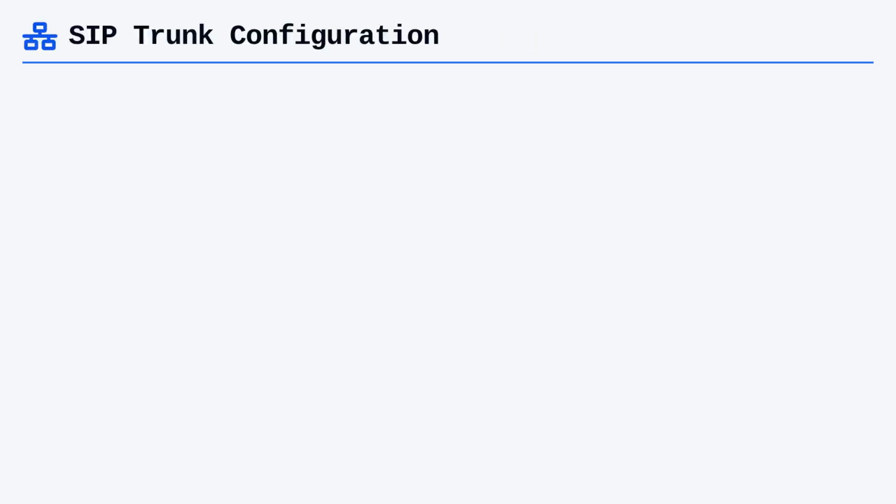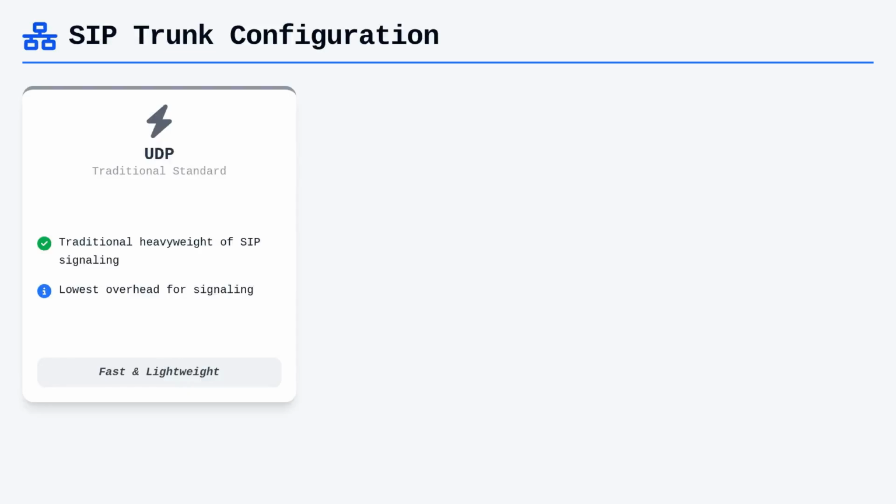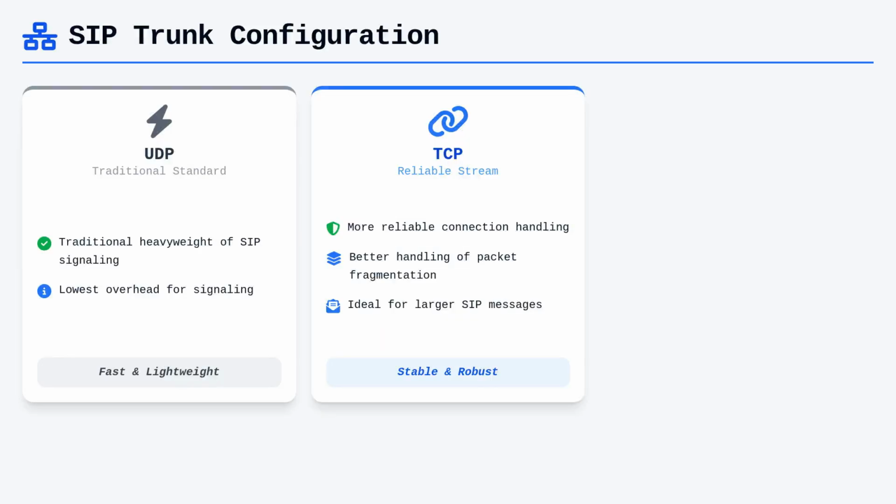Configuring these trunks requires a robust understanding of SIP parameters and the underlying transport protocols used for signaling. You will generally have the choice between UDP, TCP, and TLS, each offering a different balance of overhead and security. While UDP is the traditional workhorse of SIP signaling, TCP provides a more reliable connection that handles packet fragmentation better, especially with larger SIP messages.